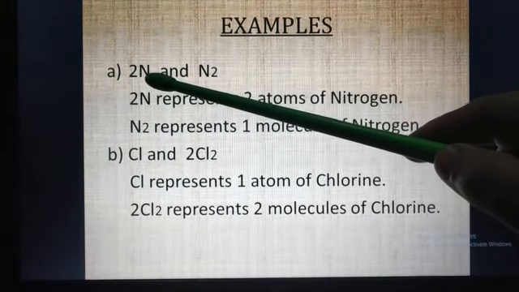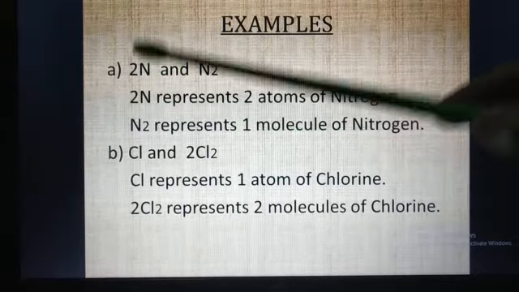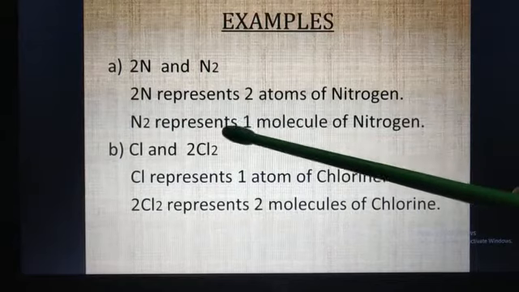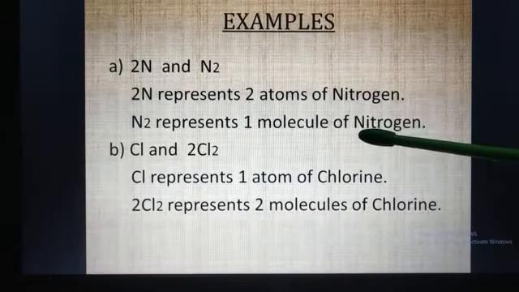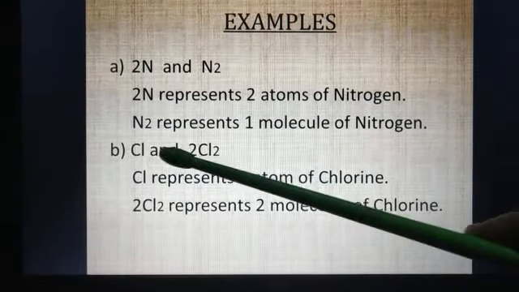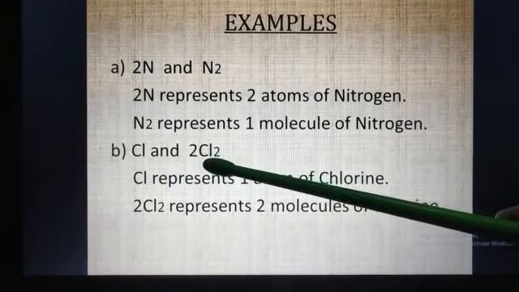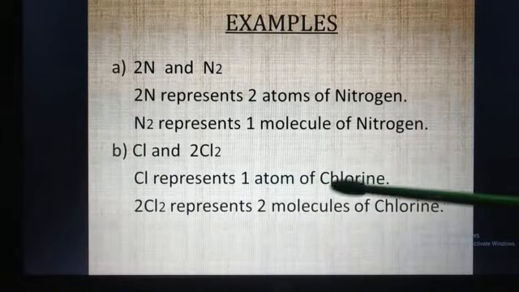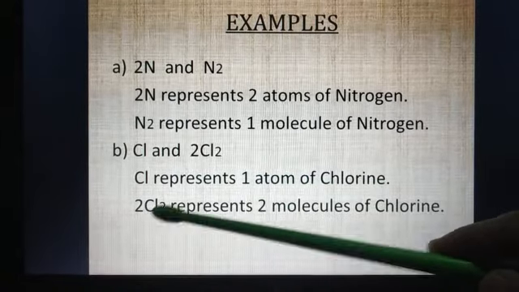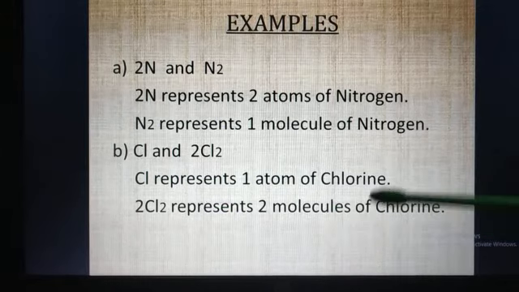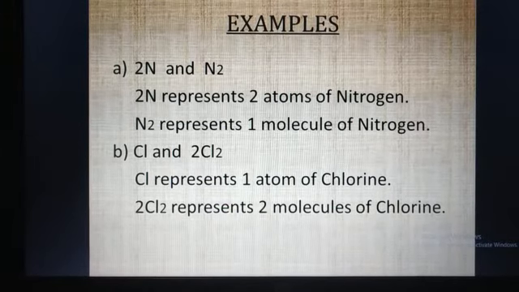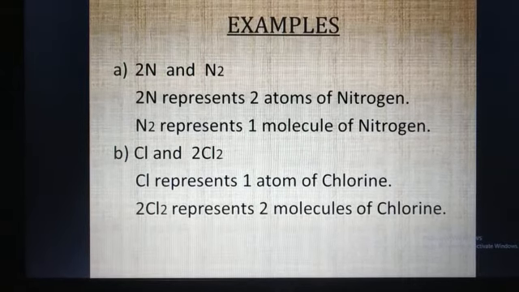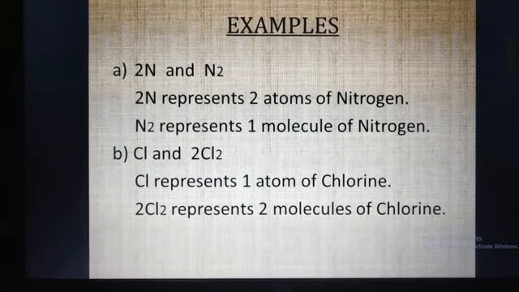Examples. How 2N differs from N2. Students, here number 2 is representing the number of nitrogen atoms. So 2N represents 2 atoms of nitrogen. N2 represents one molecule of nitrogen. Similarly, Cl is different from 2Cl2. Cl means one atom of chlorine and 2Cl2 means two molecules of chlorine. So here you will be able to identify atoms and molecules.